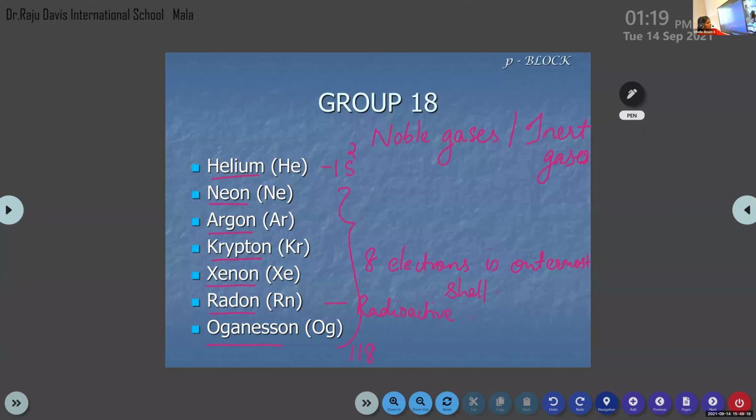So which are the elements present in group 18? Aditya, can you please read the names of the elements? Group 18. Helium, neon, argon, krypton, xenon, radon, organozone.